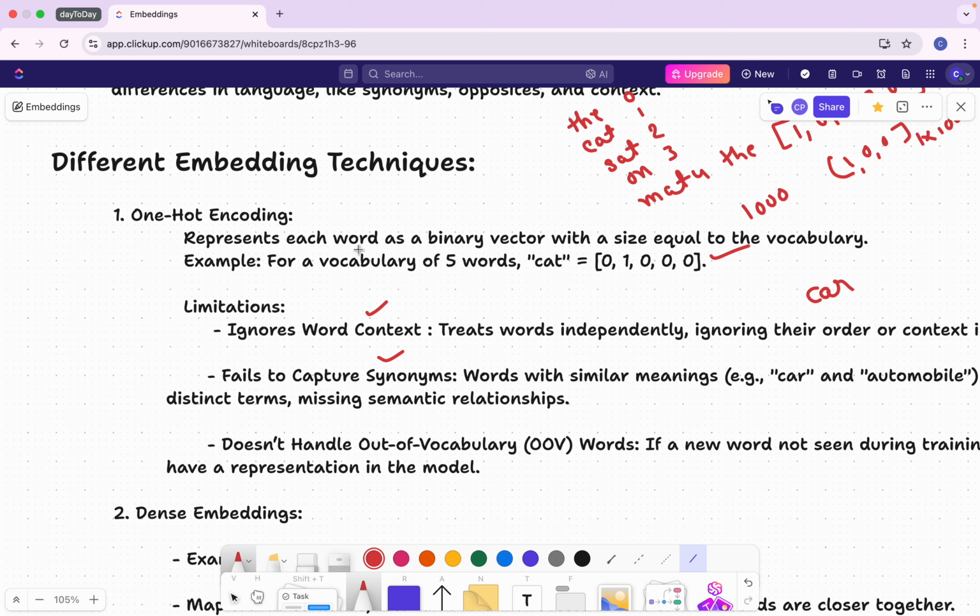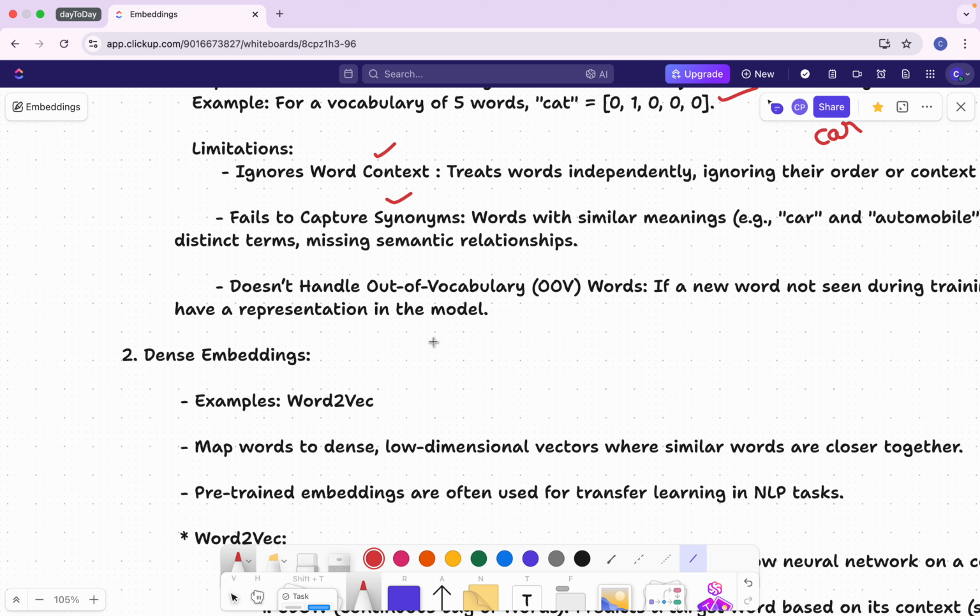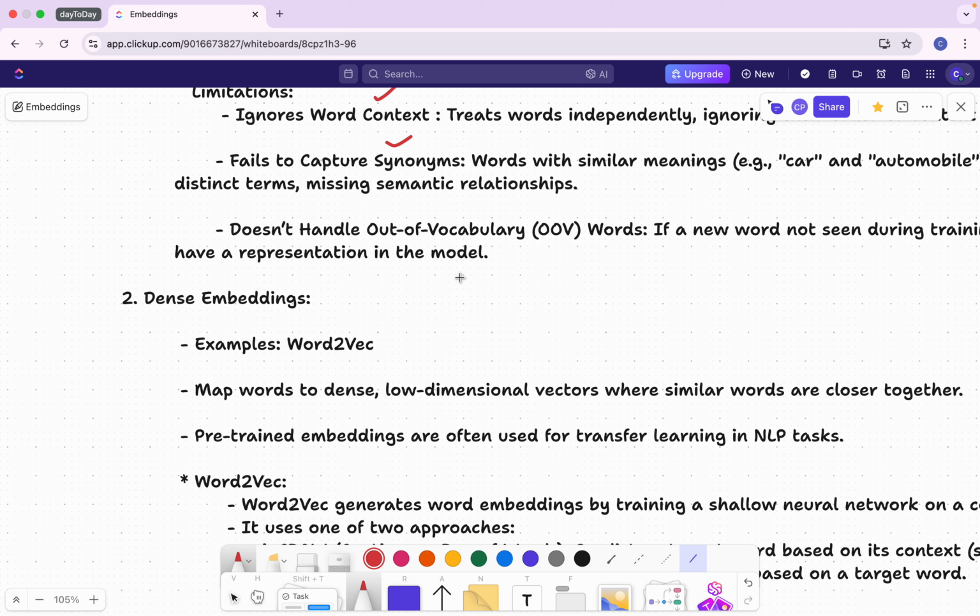So this is the simplest way. Now let's see, as I say, it creates a very sparse matrix, right? So let's see the way of creating a vector in the dense type. There is a technique called word2vec. This technique basically maps words to dense, lower-dimension vectors where similar words are closer together, right?